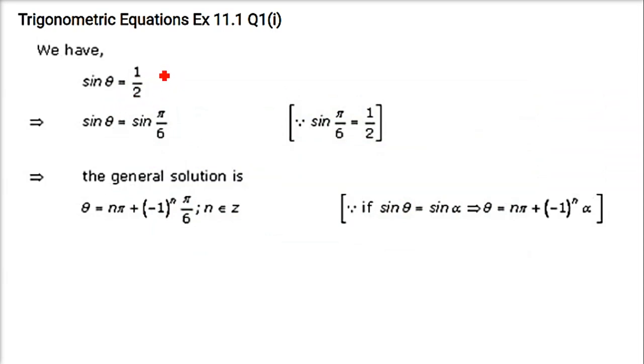We know that sine of pi by 6, sine 30 degrees, is half. So you can write sin theta equal to sin pi by 6, and we know the formula of sin theta equal to sin alpha. This we are going to use a number of times in coming questions. So we just need to directly use the formula. This theta will be n pi plus minus 1 to the power n alpha. So n pi plus minus 1 to the power n pi by 6. So this is your alpha.